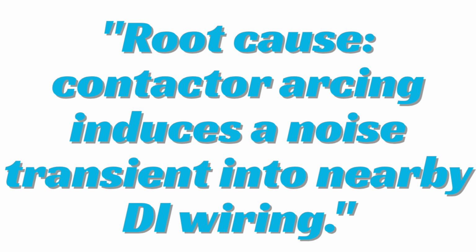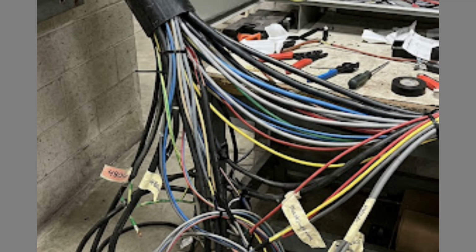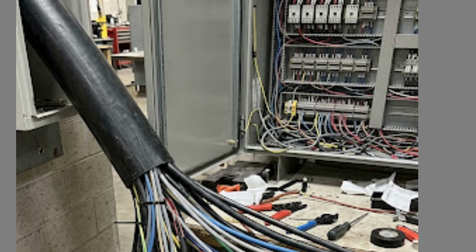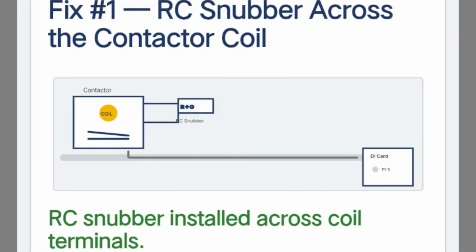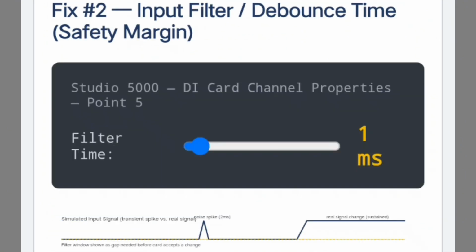This is a classic electrical noise problem, and it's common enough in cement plants with a lot of motor starters sharing panel space and cable routing with instrumentation wiring. Two things fixed it, and honestly both were worth doing together. First, the electrical fix. We added an RC snubber, a resistor-capacitor suppression network, across the contactor coil terminals. That gives the arc energy somewhere to dissipate instead of radiating out as noise. This is the real fix, addressing the actual source.